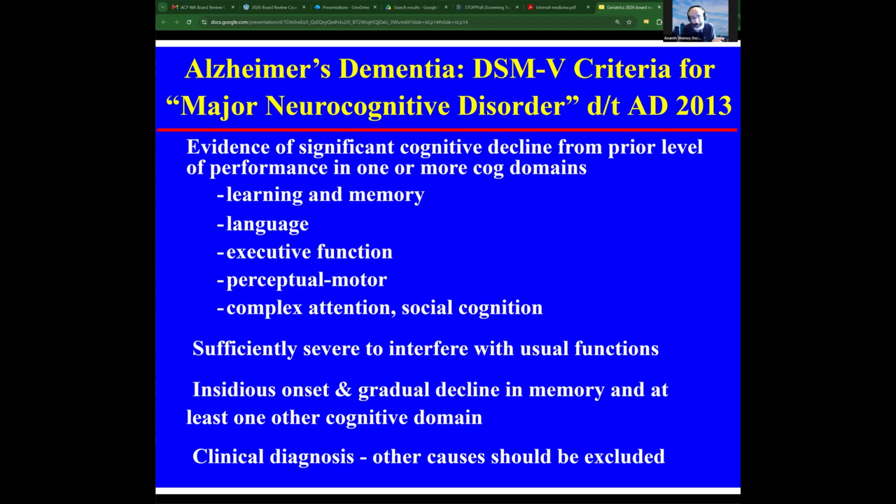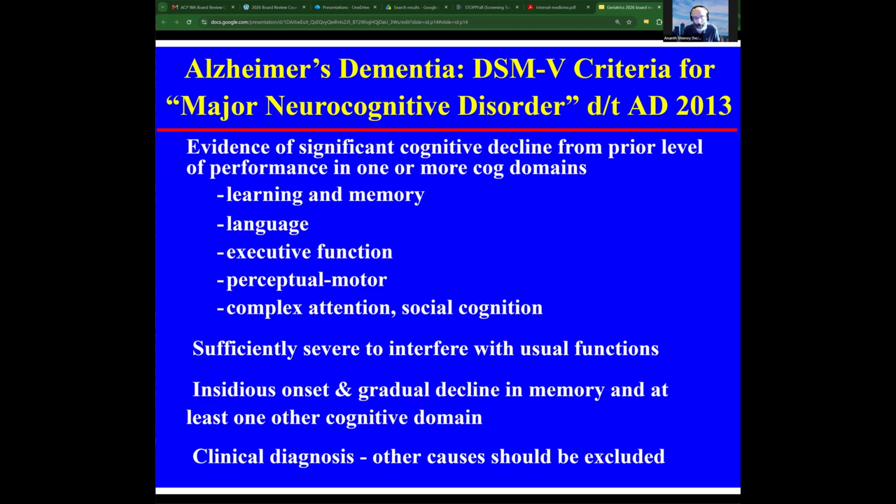Alzheimer's classically is insidious in onset, and it has a very gradual progression. This is in contrast, as we know, to other dementia syndromes like vascular dementia, which tend to have fairly notable drop-offs or pretty significant punctuated changes.